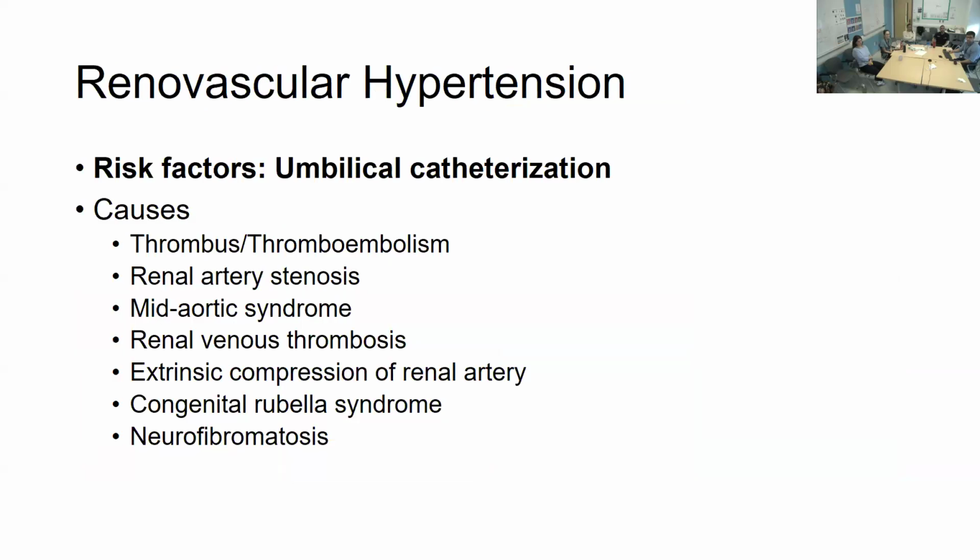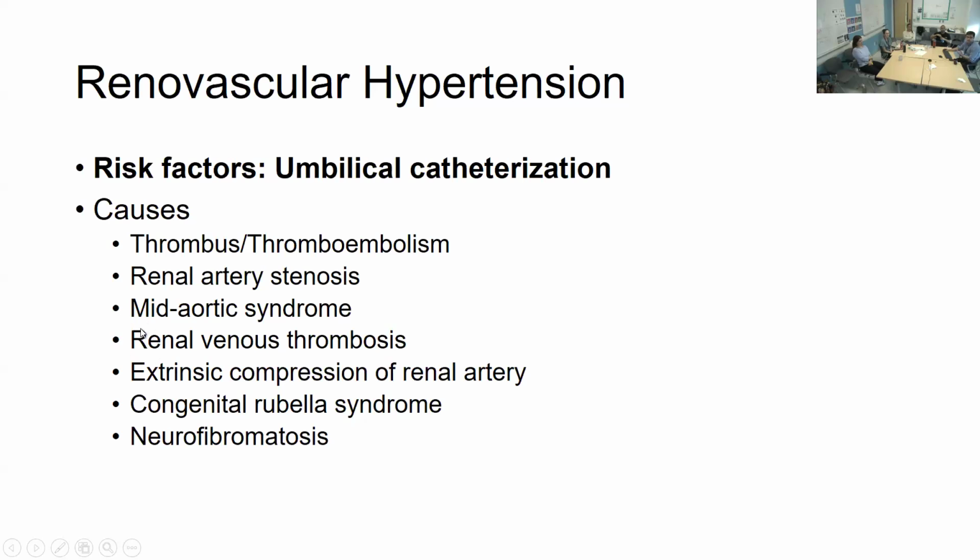And its association with hypertension. But when it comes to renovascular hypertension, by far, umbilical catheterization is one of the biggest risk factors, and will always be something that we will ask about or want to know about, and can cause a number of different things. The most common, of course, being thrombus. But these are some other things that can cause renovascular hypertension.